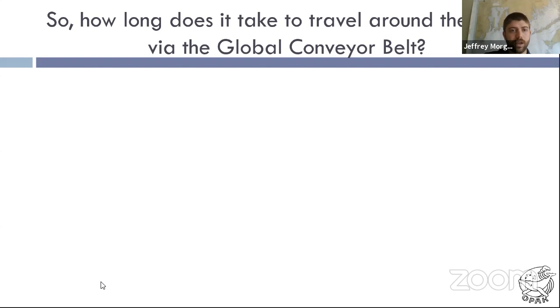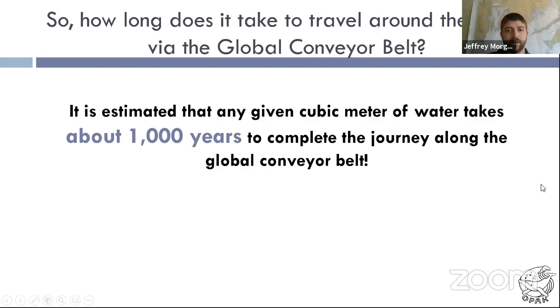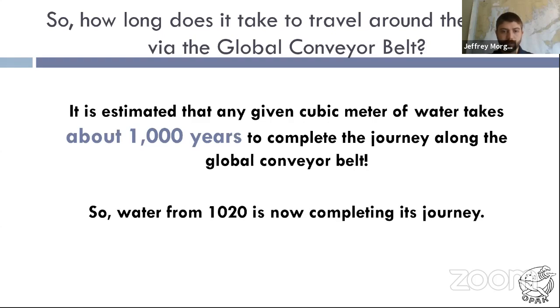And the answer to this is about 1,000 years. So it's estimated that any given volume of water that sinks down into this conveyor belt will take about 1,000 years to complete that journey through the entire ocean, to get back to its starting point, whether that's in the Arctic or Antarctic. So water from the year 1020 is now just finishing its journey across the planet, which is pretty crazy to think about.